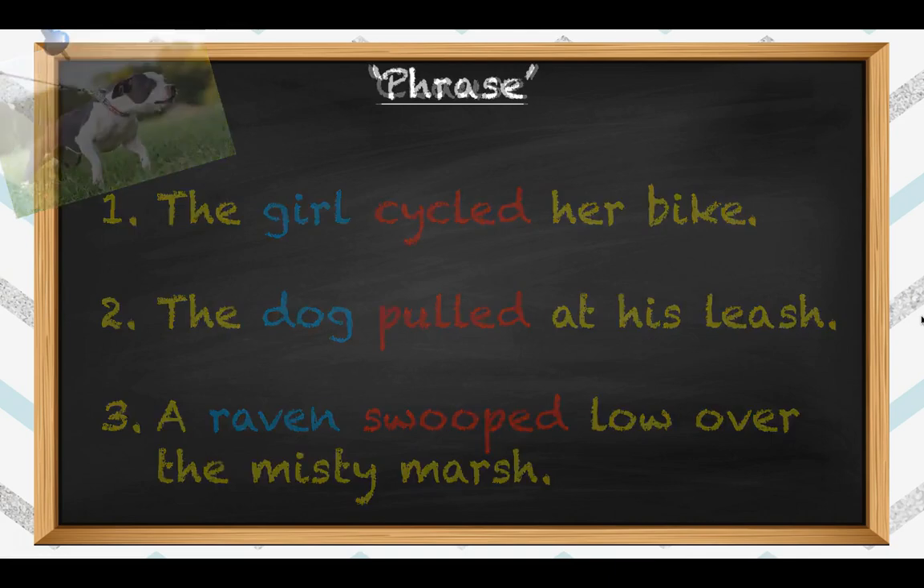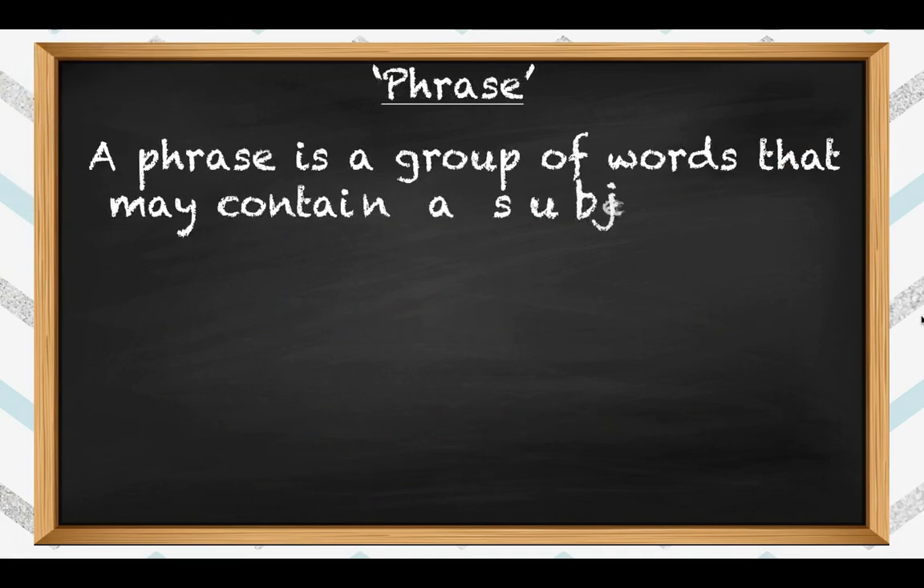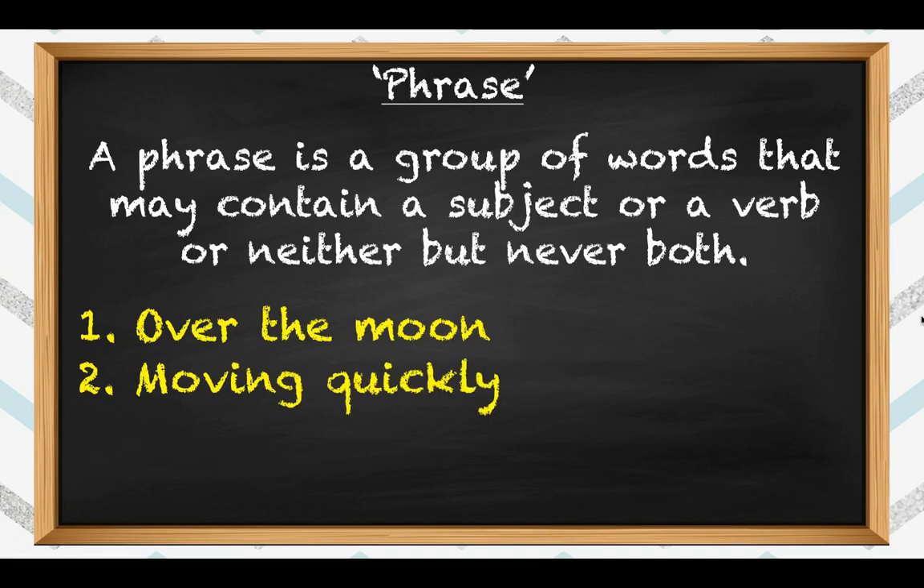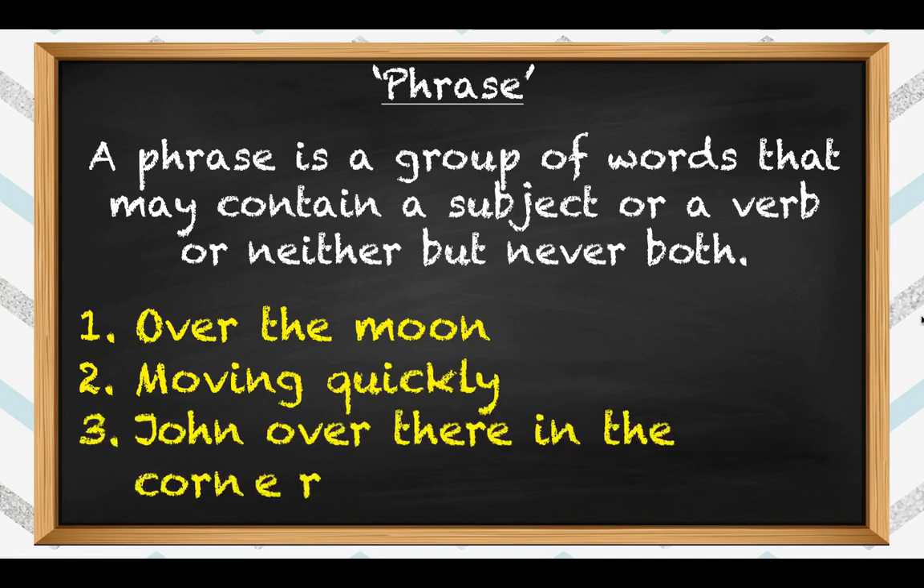A phrase, on the other hand, is a group of words that may contain a subject or a verb, or neither, but never both. The never both is really important. It's the quickest way to identify if a group of words is a phrase or a clause. It will never have both a subject and a verb. So here are some examples of phrases. Over the moon, moving quickly, John over there in the corner. None of these phrases can be clauses because they're all missing either a subject or a verb or both.